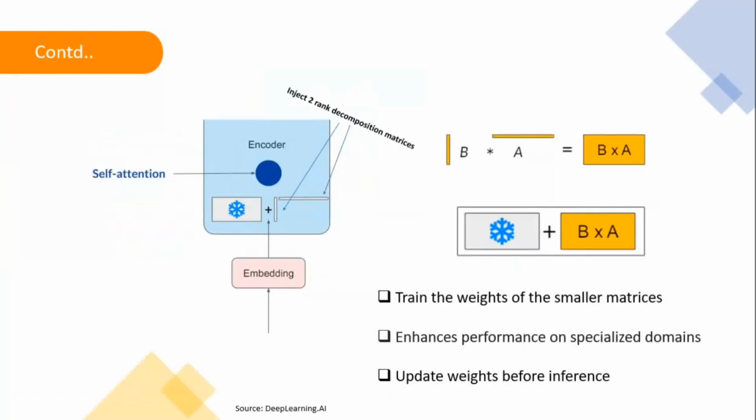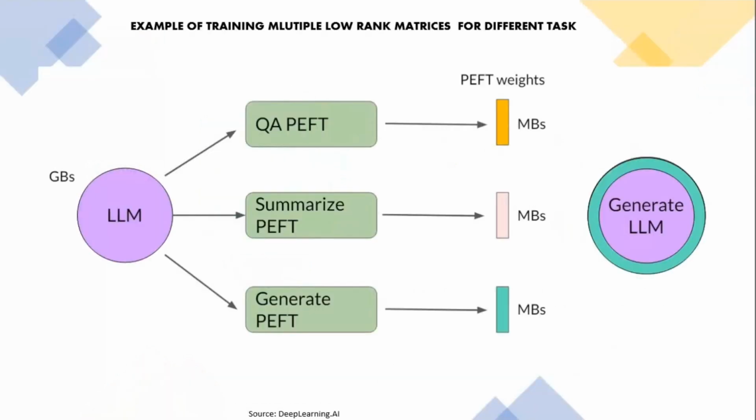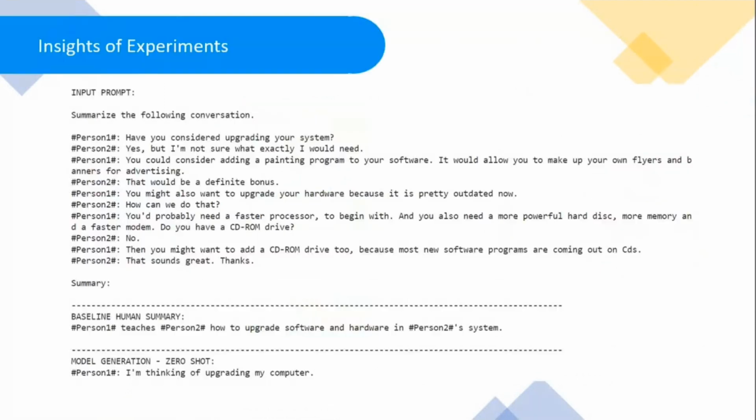For inference, the two low-rank matrices are multiplied together to create a matrix with the same dimensions as the frozen weights. We then add this to the original weights and replace them in the model with these updated values. We now have a LoRA fine-tuned model that can carry out specific tasks. As you can see, we can fine-tune the model for three different tasks and we can switch to any one of these during inference time as per our requirement.